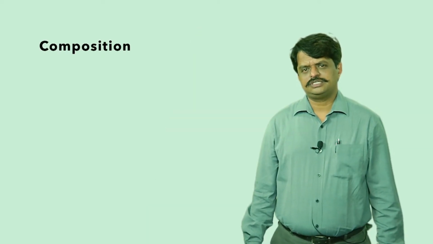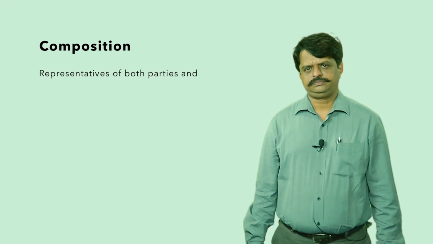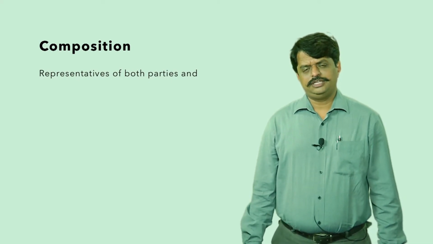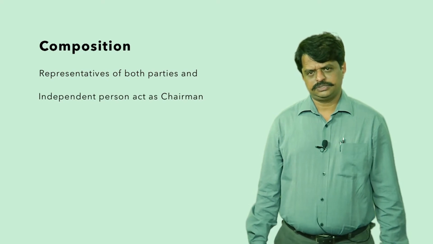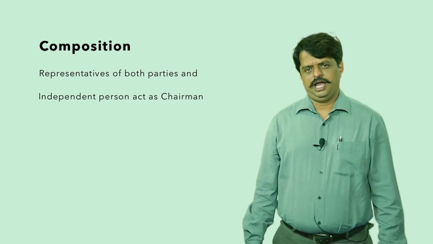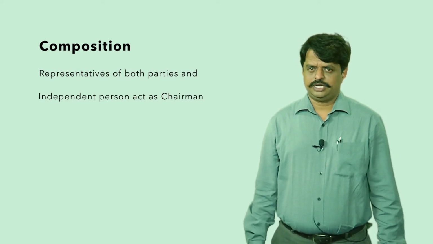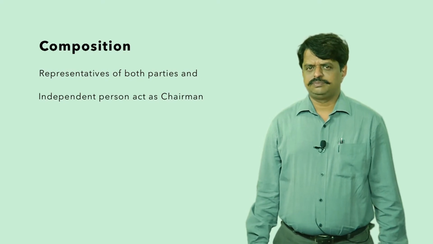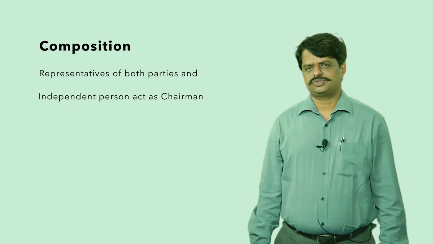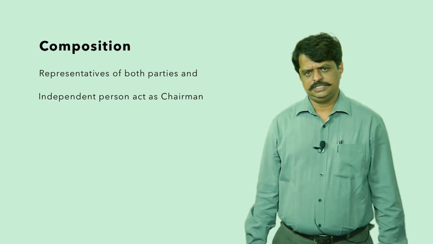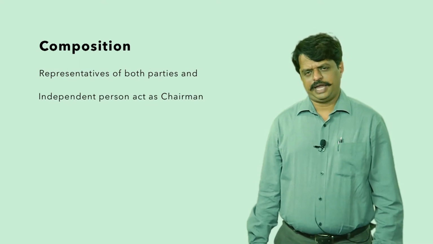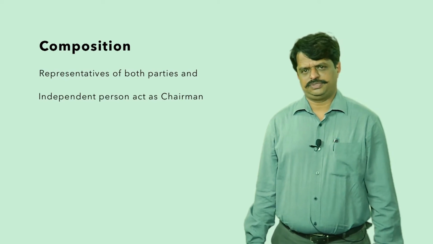Now, here there is a slight difference in the procedure. Instead of one single conciliation officer, there are going to be conciliation officers referred by both the parties, one each. Then there would be one independent impartial person who acts as the chairman of the board, and this would form a conciliation tribunal, or what is called the Board of Conciliation, and this board is going to conduct conciliation proceedings and try to come up with an amicable and acceptable settlement of the dispute.